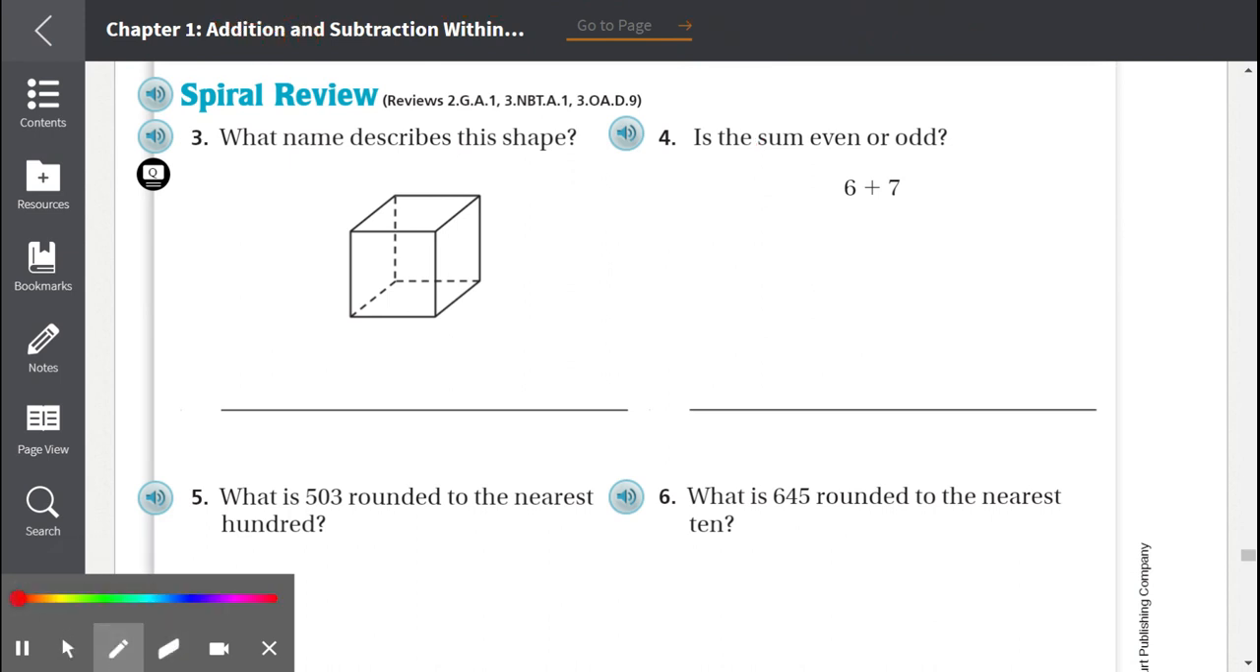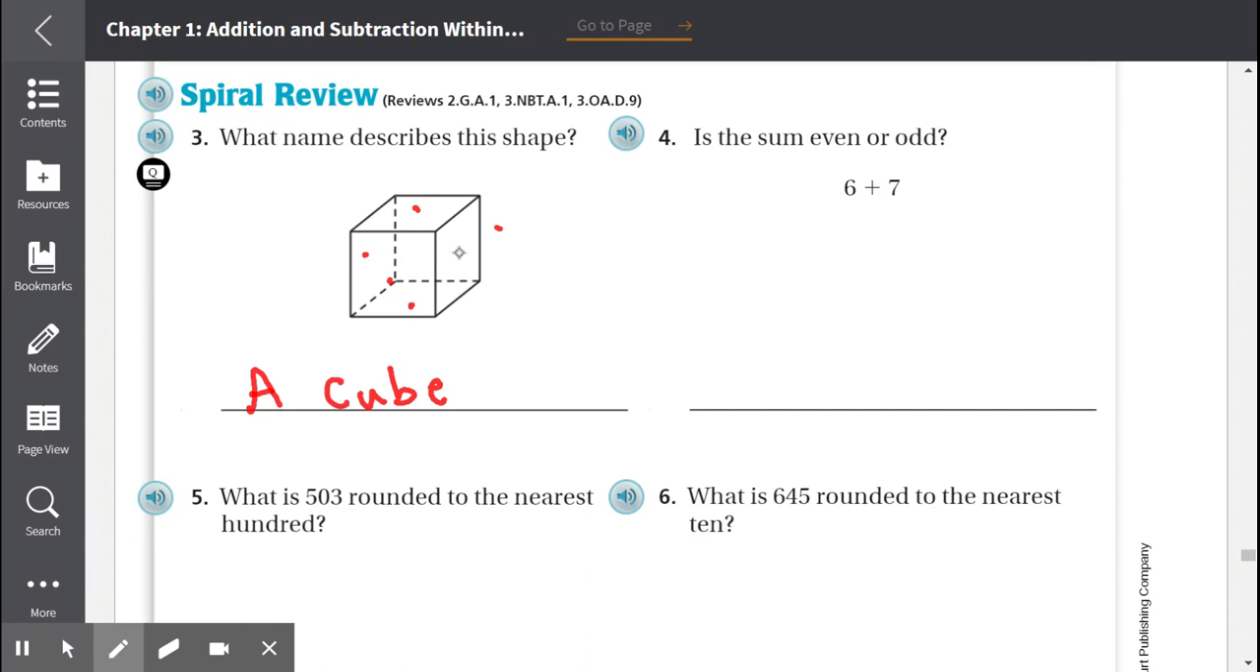Number 3, what name describes this shape? This 3D shape is a cube. A cube is made up of 6 squares. Here's the first square, and here's a square in the back of it. The square in the front, the square in the back, the square at the top, the square at the bottom, the square at the left, the square at the right. So 6 total squares, like a dice.